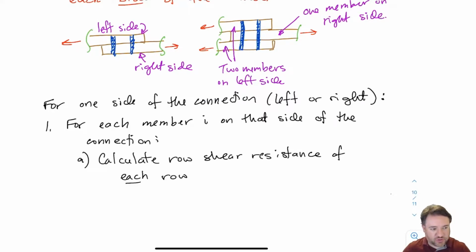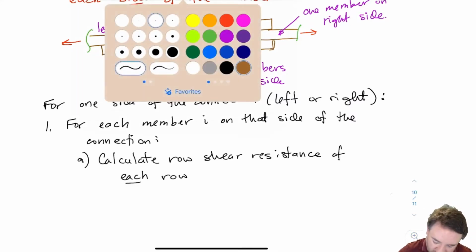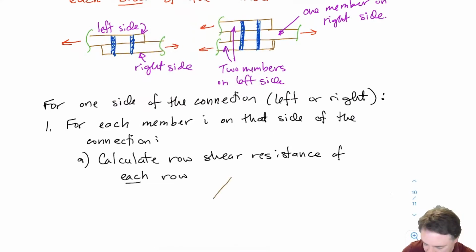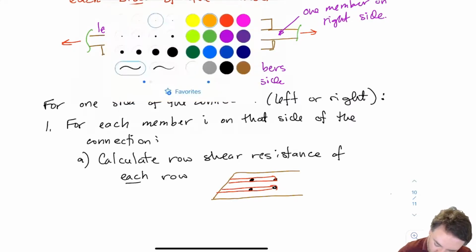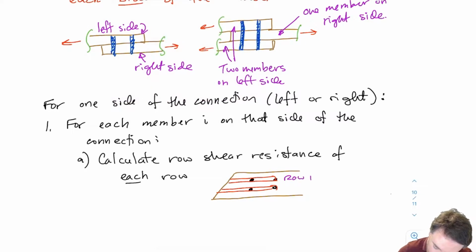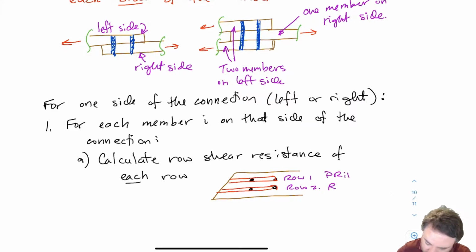Okay, so for each of those members, first thing I'm going to do is calculate the row shear resistance of each individual row. So for example, let's say that I have a piece of wood like this, and I have my bolts. Then I'm going to have 2 rows for row shear, right? I'm going to have that one, and I'm going to have that one there. So this is going to give me row 1 and row 2. And so that's going to be PRI1 and PRI2.